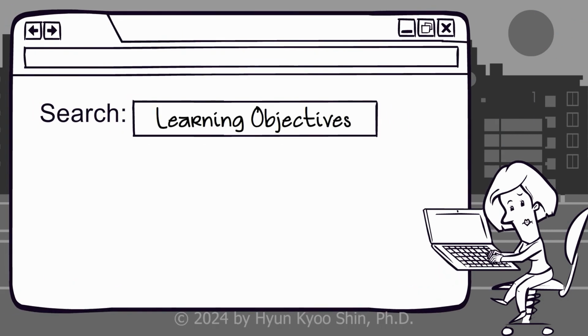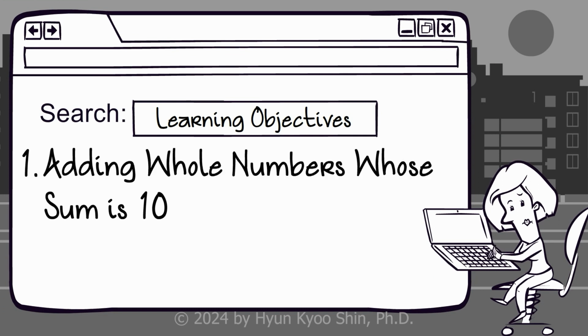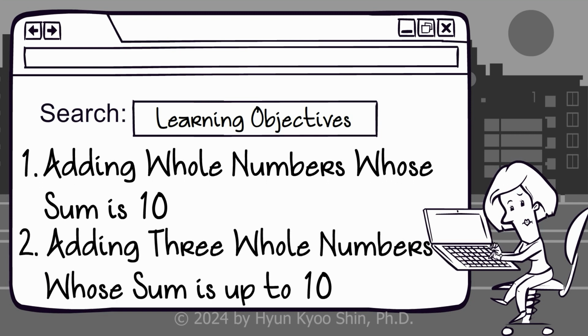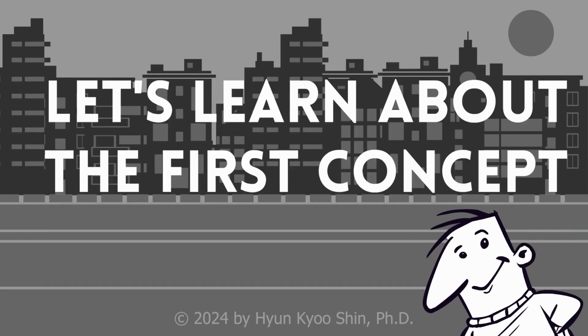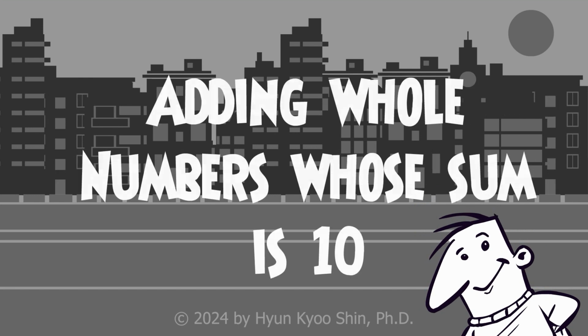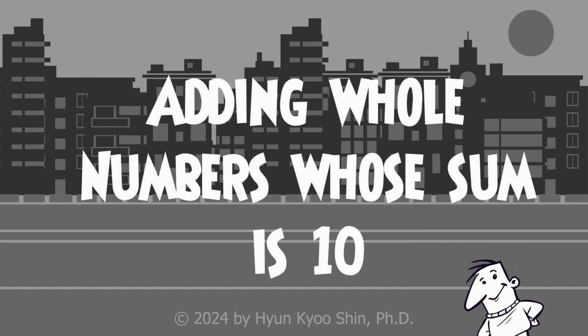Today, we're going to learn about two concepts. First, adding whole numbers whose sum is 10. Second, adding three whole numbers whose sum is up to 10. Let's learn about the first concept. Adding whole numbers whose sum is 10.